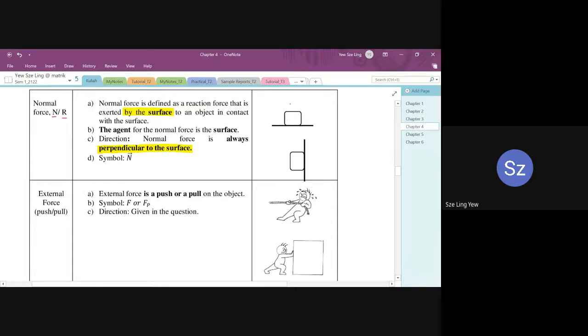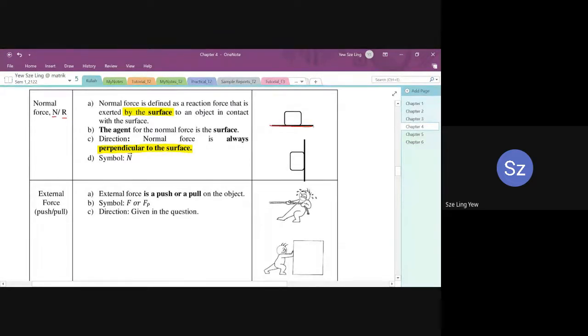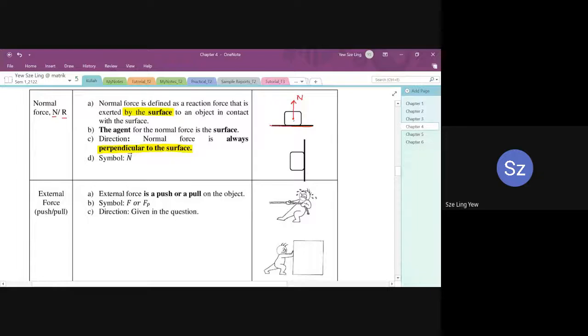So look at the diagram on the right-hand side again. Now this is our surface, which is the ground. The direction of normal force is always perpendicular to the surface. So this is the normal force, and it is perpendicular, right?